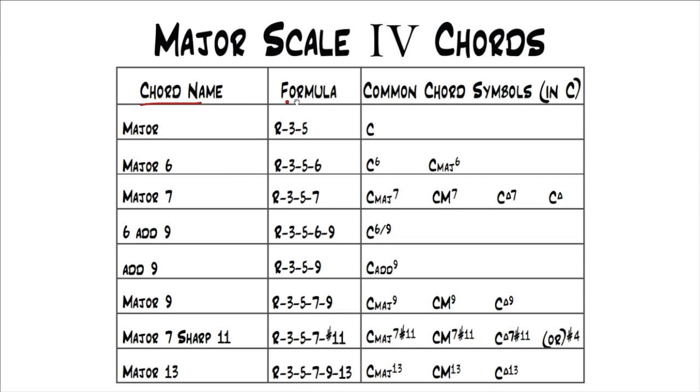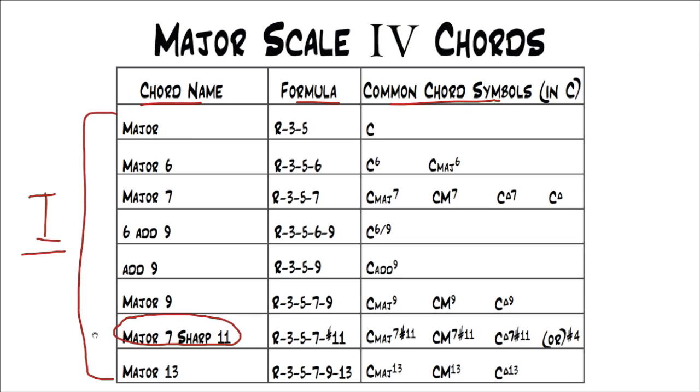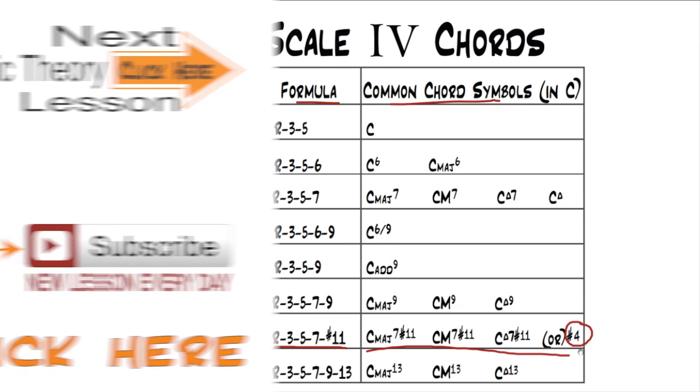So here's this diagram again. We're going to go over the chord name, formula, common chord symbols. Everything in this column for the 4 chord is the same as what you'll find in the 1 chord, except the major 7 sharp 11. Here's the only addition that we've added to this diagram here. And you can see the formula here. It's just a major 7th with the added sharp 11. Here's common chord symbols. And like I mentioned, those sharp 11s a lot of times will be called a sharp 4 as well. It just depends who's labeling them.